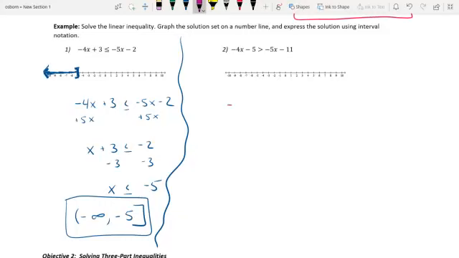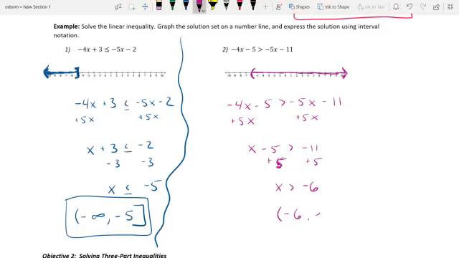For the next one, I've got negative 4x minus 5 is greater than negative 5x minus 11. Once again, I'm going to move everything with my variable to one side. So I add 5x to both sides. That gives me x minus 5 is greater than negative 11. I'll add 5 to both sides, and that gives me x is greater than negative 6. So at negative 6, I'm going to have a parenthesis or open circle. And I'm saying x is greater than negative 6, so it goes in that direction. So it's going from smallest to largest, negative 6, parenthesis, to infinity.